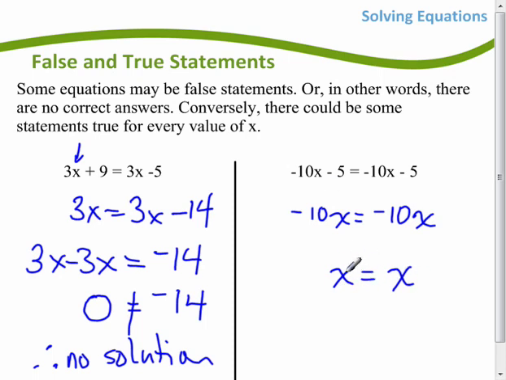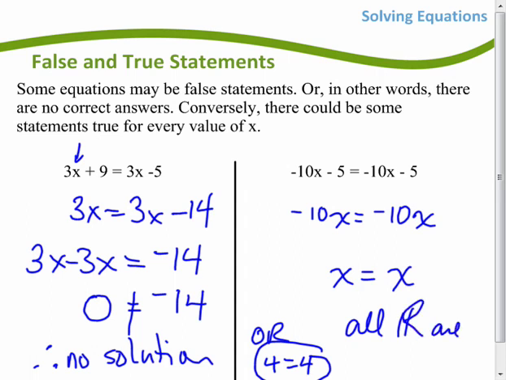If I get a statement like this where I get x is equal to x, or if I get something like 4 is equal to 4, which I know is a true statement, then all real numbers are solutions. Meaning I can plug anything I want in for x, and this equation would be true.